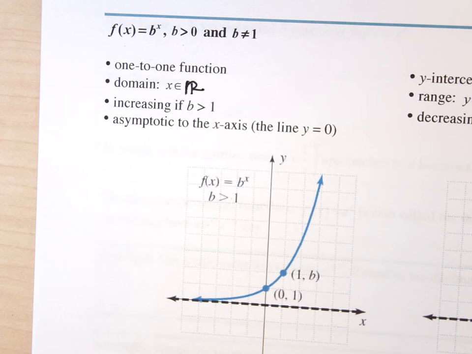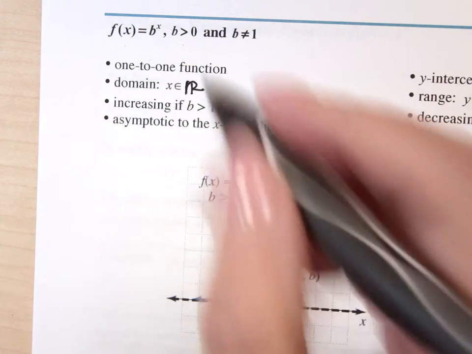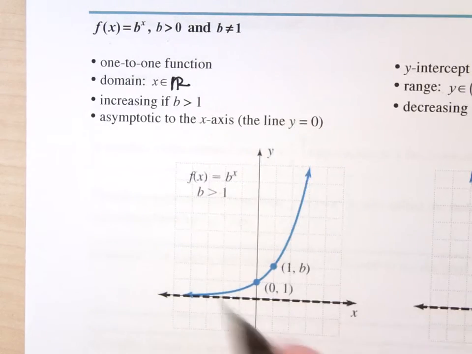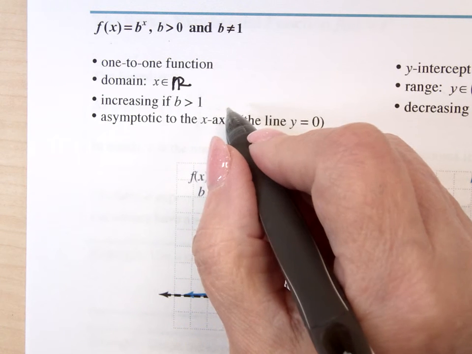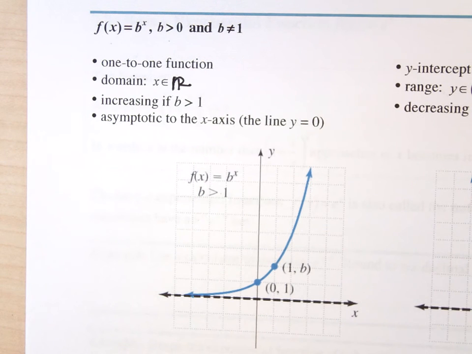and increasing if b is positive. What does that mean? That means as long as b is positive, we're not flipping. Well, b has to be positive. B can never be negative. Or bigger than 1, I'm sorry. Bigger than 1. It's between 0 and 1 that's going to have a problem. It flips.